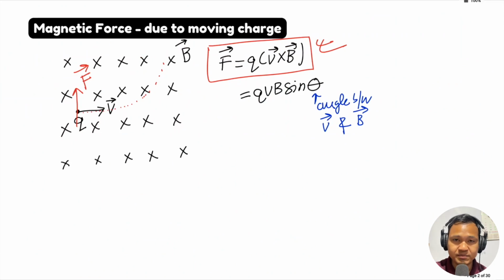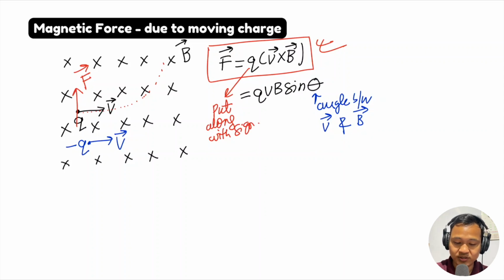Now the theory part. For a positive charge given velocity in this direction, it gets deflected like that. For a negative charge given velocity in this direction, the deflection is opposite. You have to put this along with the sign.